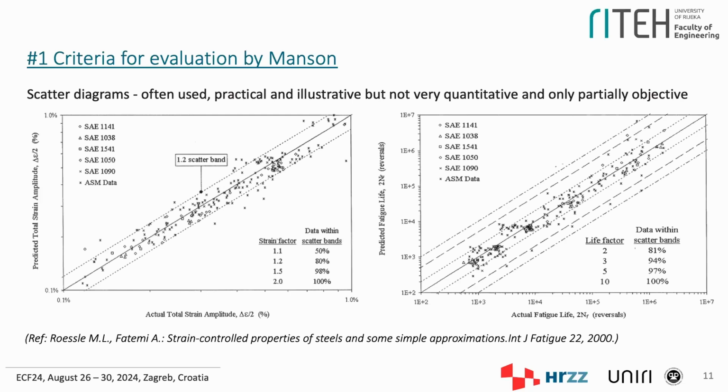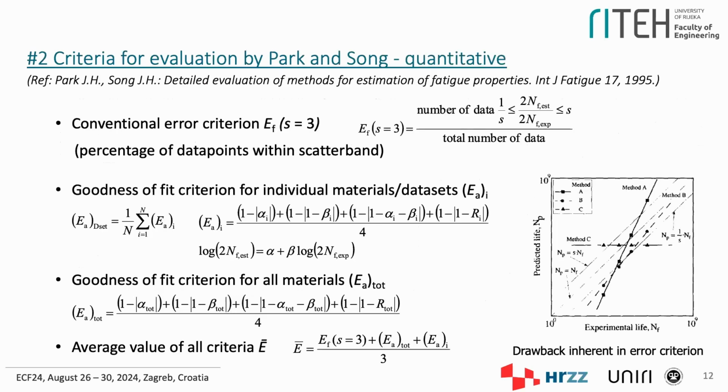Again, if we are talking about more detail, we need some more substantial criteria which we can then objectively compare. And for this, we rely on the criteria for evaluation proposed in 1995 by Park and Song. They are much more quantitative. We have 4 parameters, in fact 3 independent ones, and the last one is actually the average value of all the other 3.